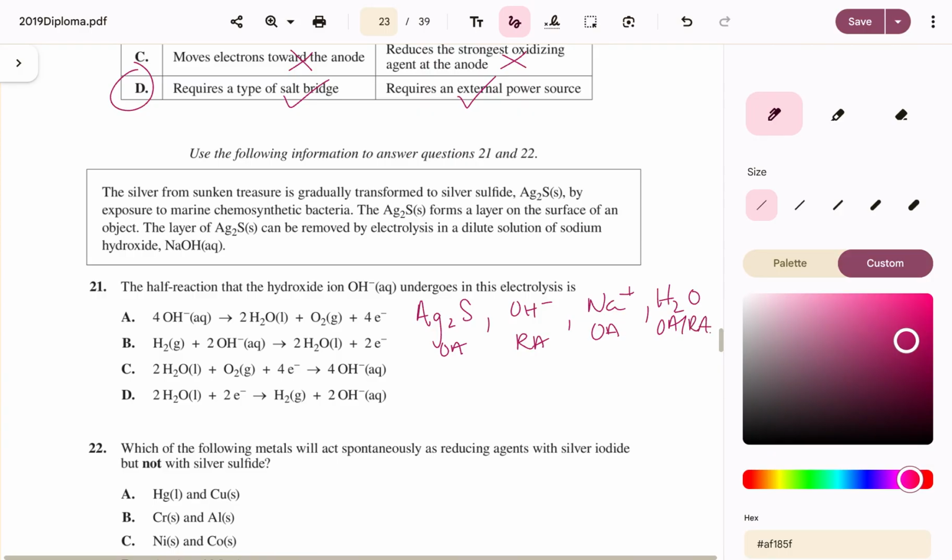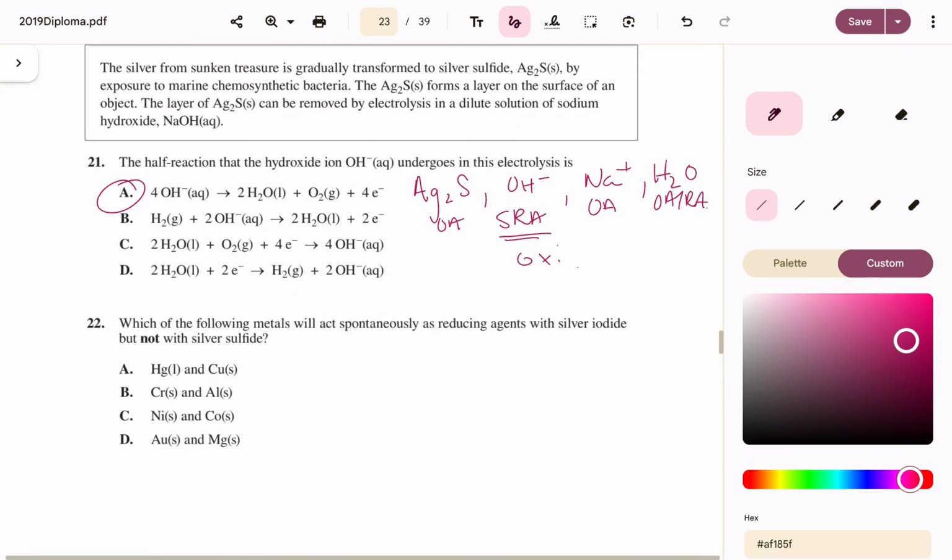Now, your strongest RA happens to be hydroxide. And if it's acting as an RA, it's undergoing oxidation, which means we have to flip that reaction. So the one that works out is A.